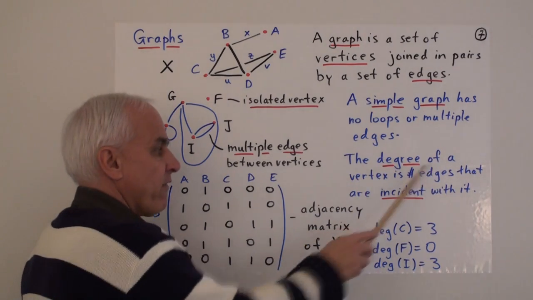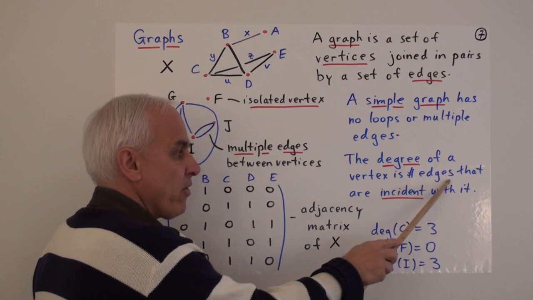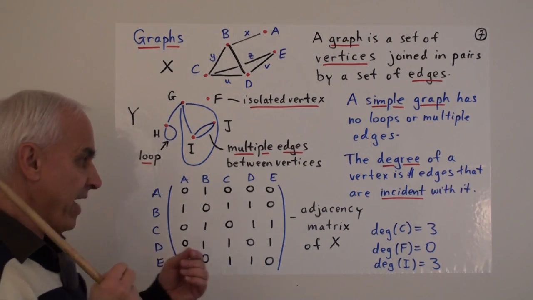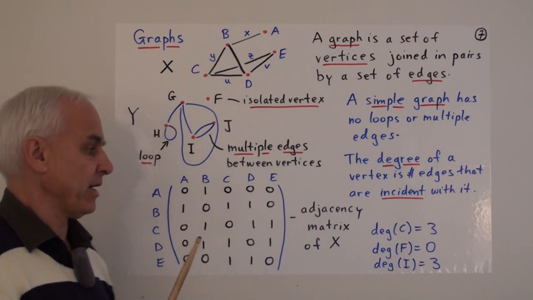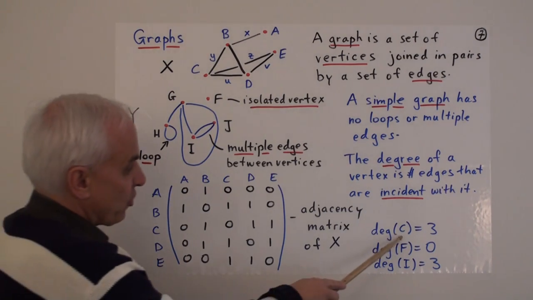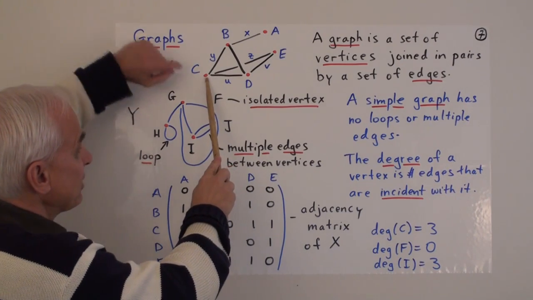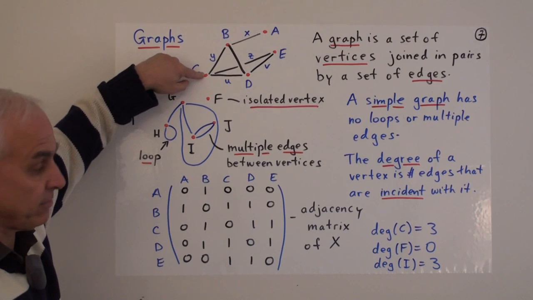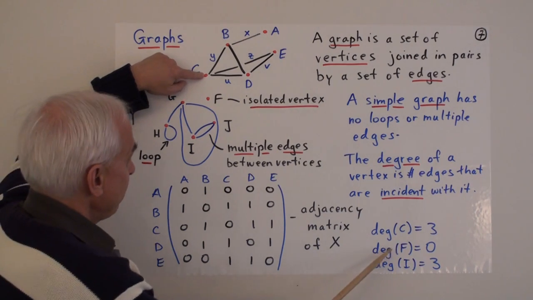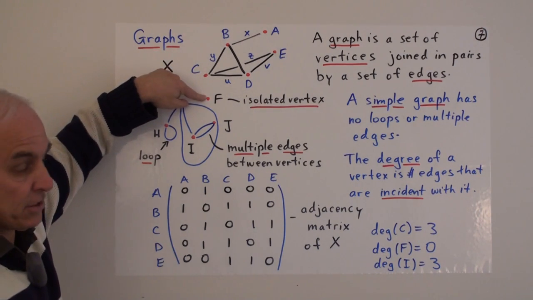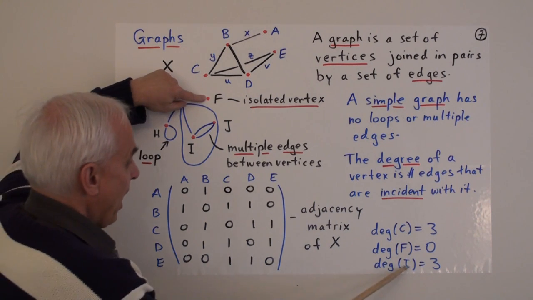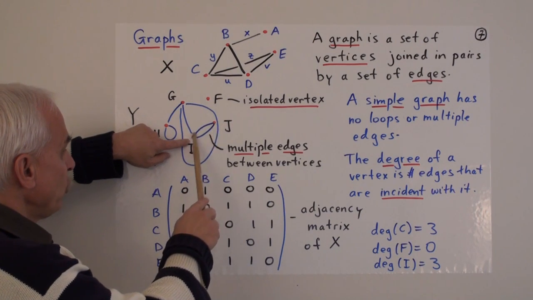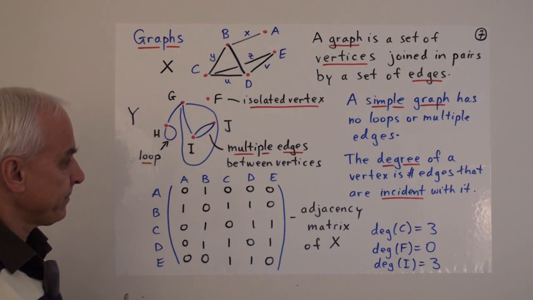The degree of a vertex is the number of edges that are incident with it, or the number of edges that come into that vertex. So the degree of this vertex C is 3 because there's 1, 2, 3 edges coming into it. The degree of F is 0 because there are 0 edges coming into it. The degree of I, right here, is 3 because there's 1, 2, 3 edges coming in it.